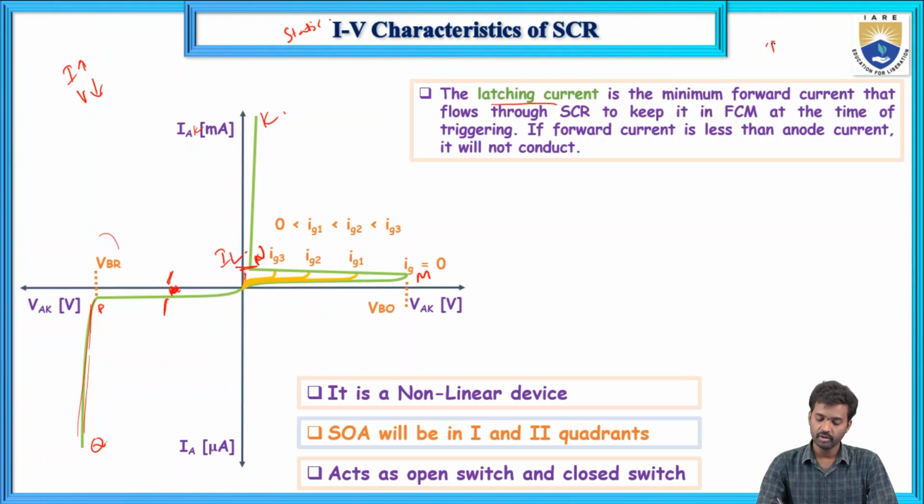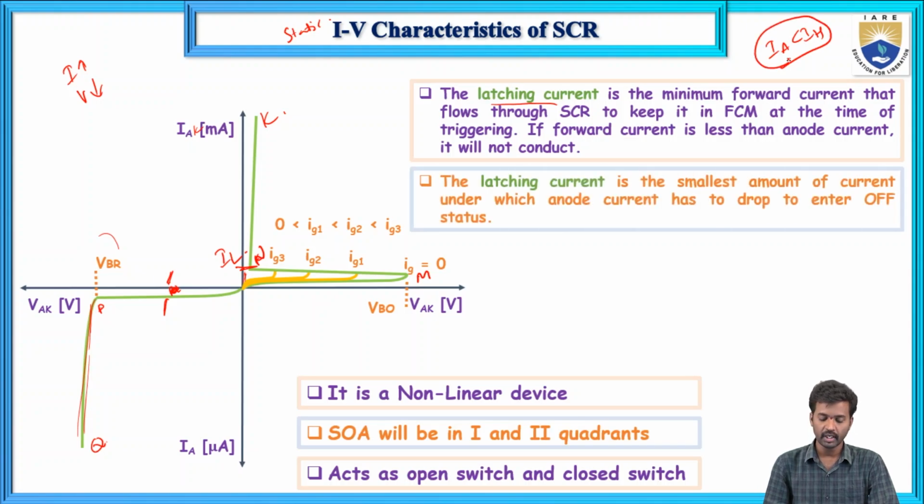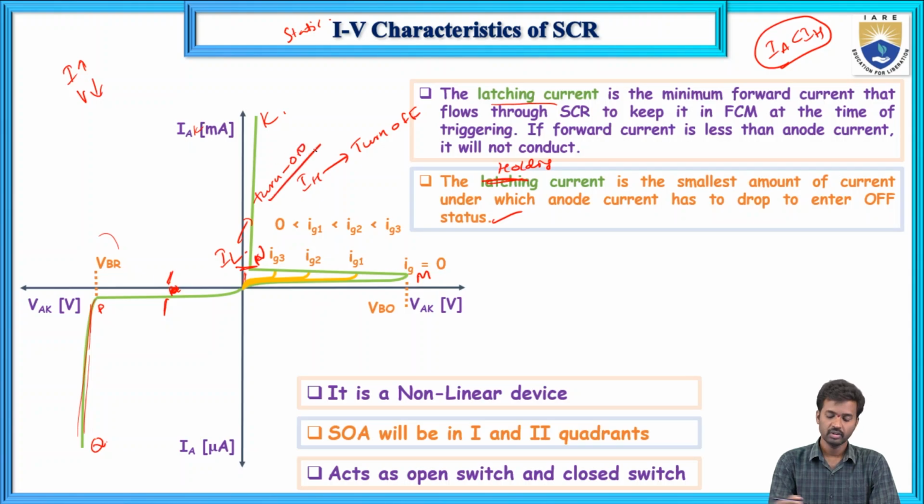If the anode current is less than the holding current, the SCR turns off. Holding current is the smallest amount of current to which the anode current has to drop to turn off the device. So here IH is associated with turn off, and IL is associated with turn on. Here IL is always greater than IH. So this point is most important.